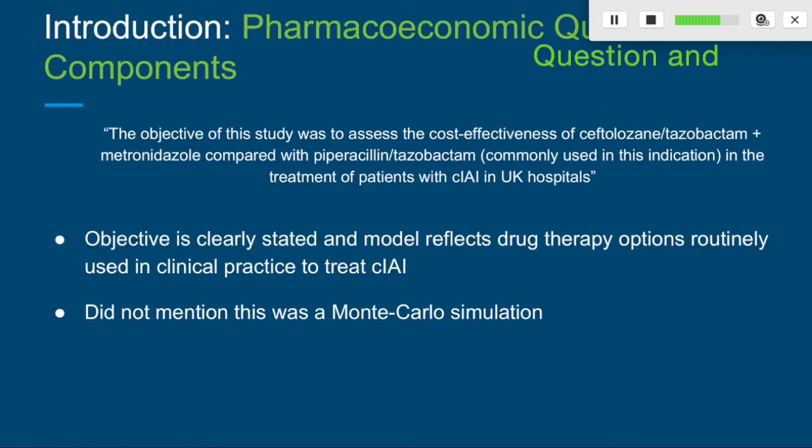The objective statement has been taken from the abstract of the article and reads, the objective of this study was to assess the cost-effectiveness of ceftolozane tazobactam and metronidazole compared with piperacillin tazobactam, commonly used in this indication, in the treatment of patients with CIAI in UK hospitals. This objective is clear and available in the abstract for readers who need a quick overview.